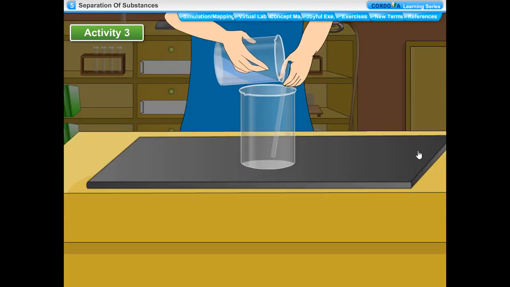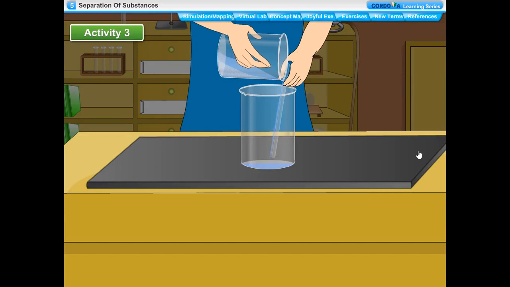Pour the clear water into another beaker gently with the help of a glass rod, without disturbing the sediment of sand. This process is called decantation. When all the clear water has been poured out, only sand is left at the bottom of the beaker. Conclusion: in this way, a mixture of sand and water can be separated into sand and clear water, first by sedimentation and then by decantation.